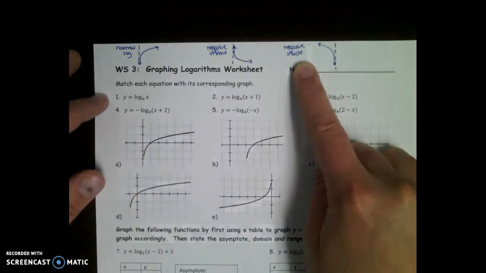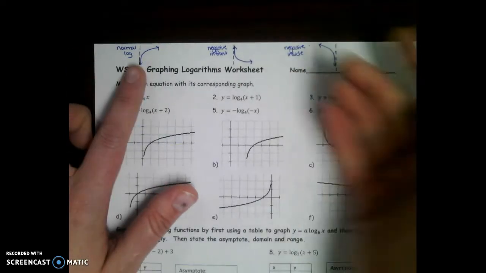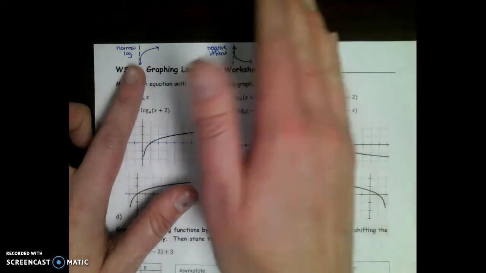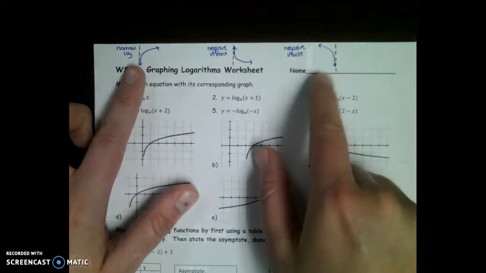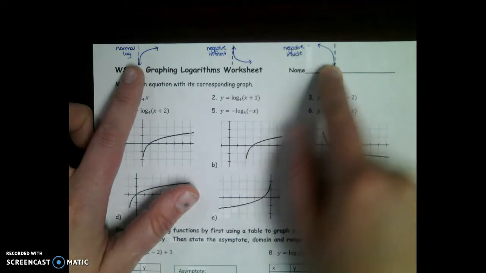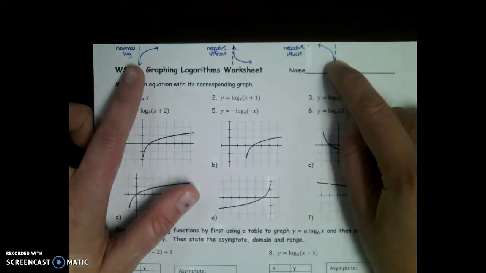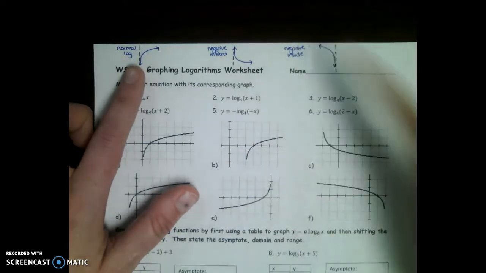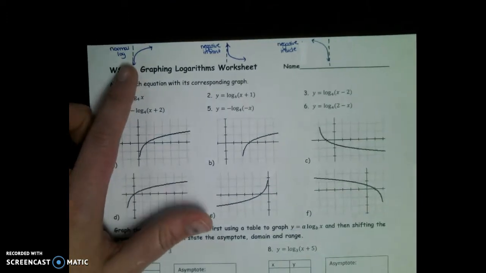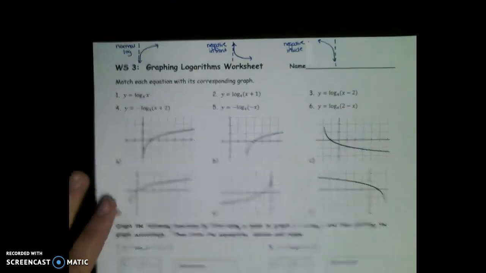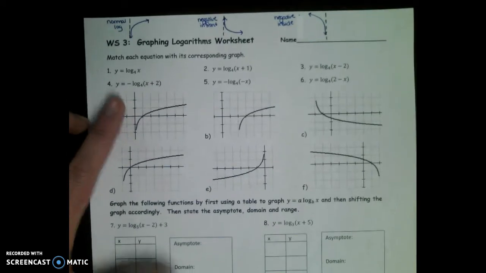If we put a negative inside the log, it's going to take the logarithm and flip it over the asymptote. So this time it's on the left side of the asymptote. The right side is close to the asymptote, and it goes up and to the left, on the left side of the asymptote. So there's 3 graphs on here that are completely normal.